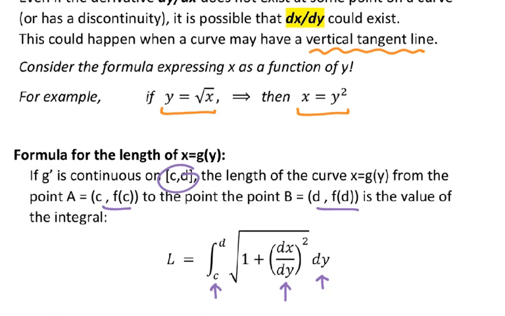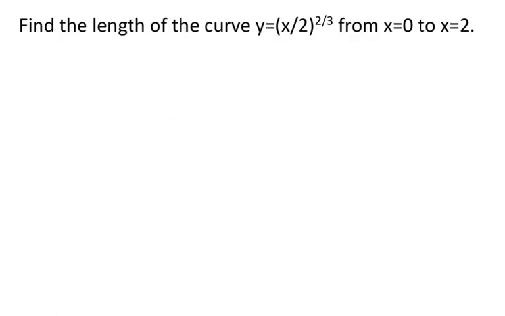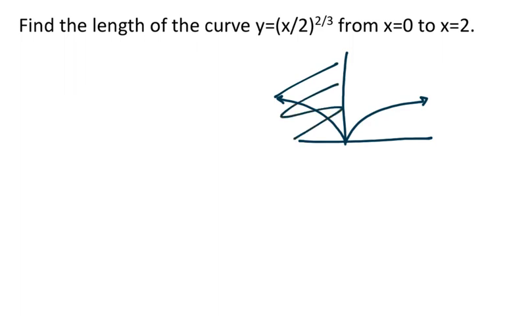So let's do an example. Here, we're going to find the length of the curve y equals (x over 2) to the 2/3 power, from x equals 0 to x equals 2. And if we graph this on our calculator or whatever our graphing mechanism is, we get something that looks like this, symmetric. And of course, we don't care what's happening over here on the left side of the y-axis. So we're really just concerned about what's happening between 0 and 2.